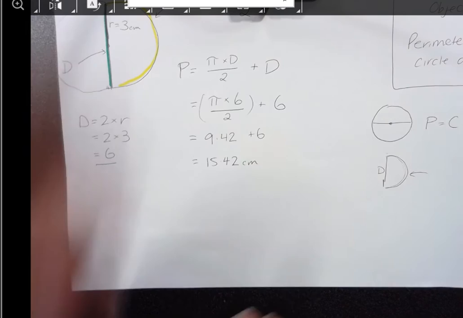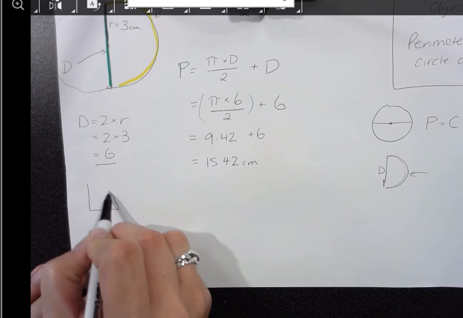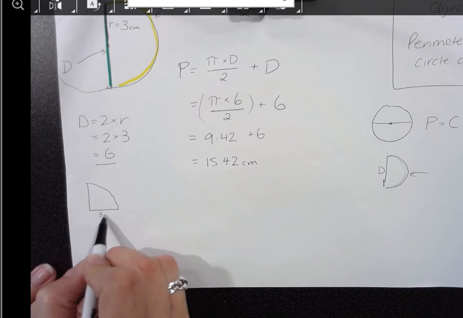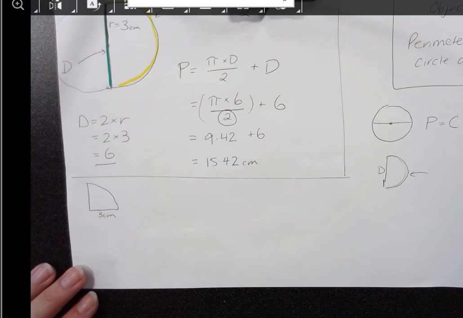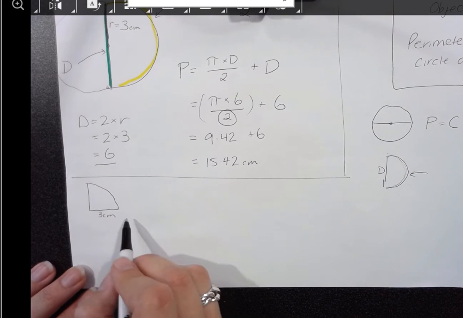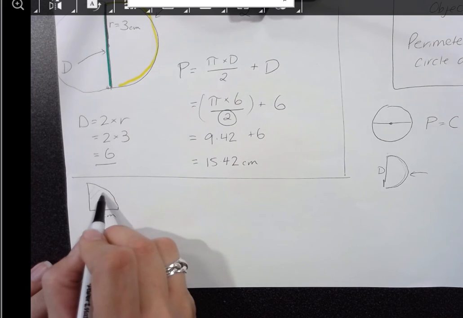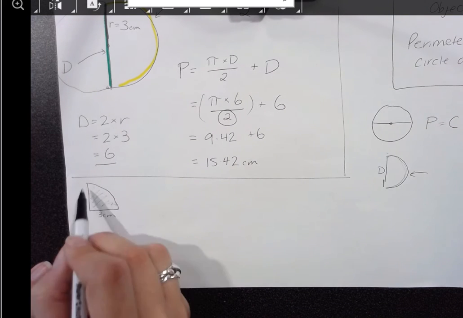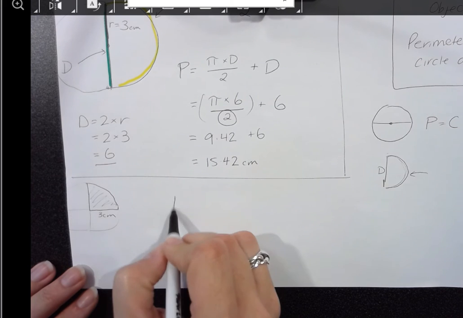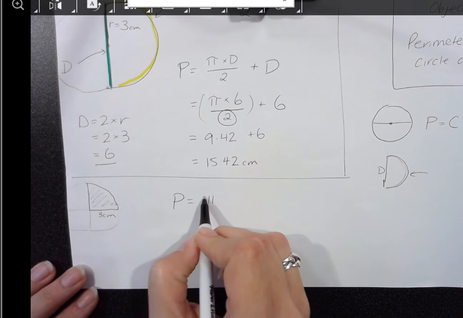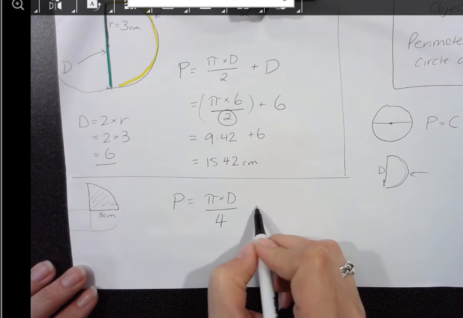Now if I were to make this a little bit trickier and give you, say, only a quarter of this circle, same numbers, so instead of a half, we'll divide by 2, this time we're going to do the same thing but divide by 4, because this is only a quarter of the circle. If we finished it off, we'd have 3 more just like it. So this time our perimeter is going to equal pi times d divided by 4 plus our diameter.